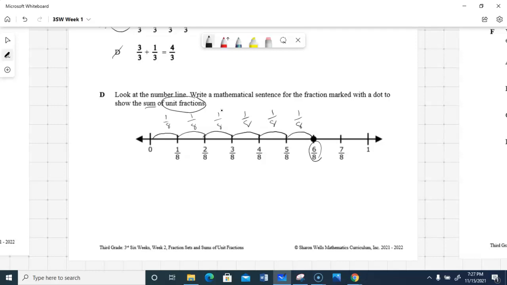And I'd represent that as 1/8 plus 1/8 plus 1/8 plus 1/8 plus 1/8 plus 1/8 equals 6/8. So whenever I'm adding and I have the same denominator, my denominator doesn't change, all I have to do is add my numerators. So I got 1, 2, 3, 4, 5, 6. So that would be 6/8. Look at E.